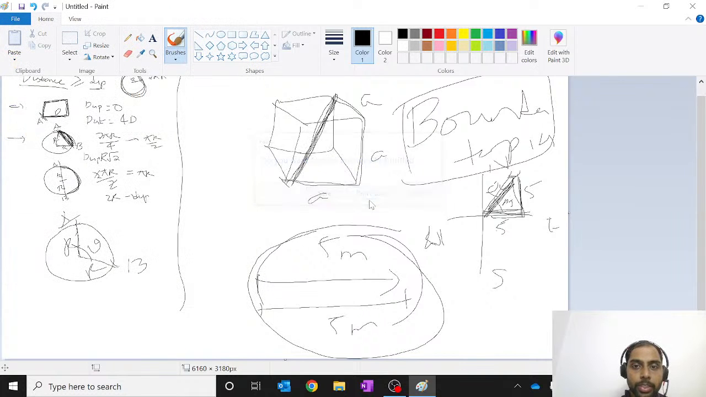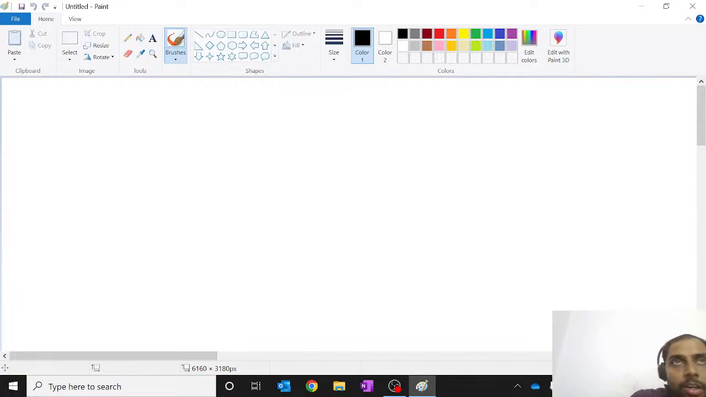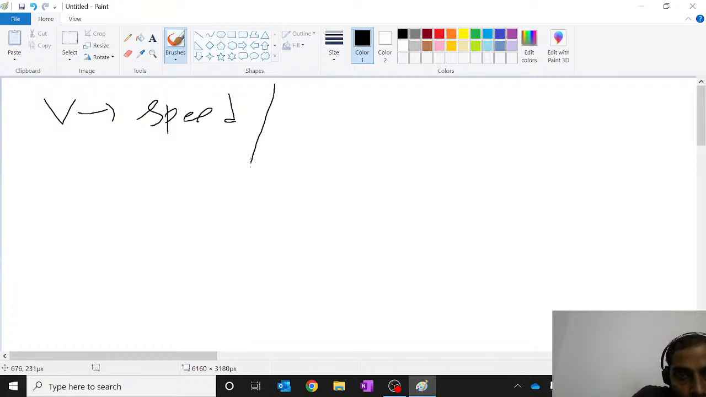Now that we have seen distance and displacement, we will solve a few problems tomorrow. Today we will see the concept. Now, between v, that is velocity, and speed, it can be nothing but speed or velocity.